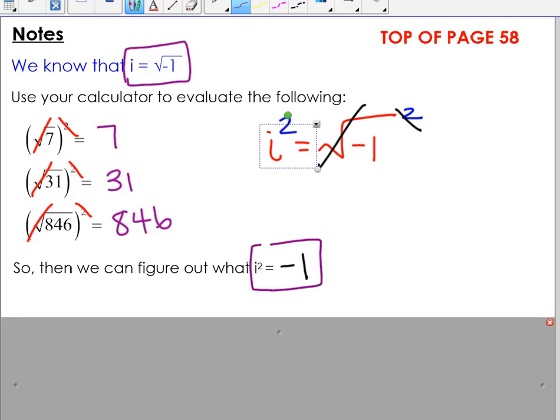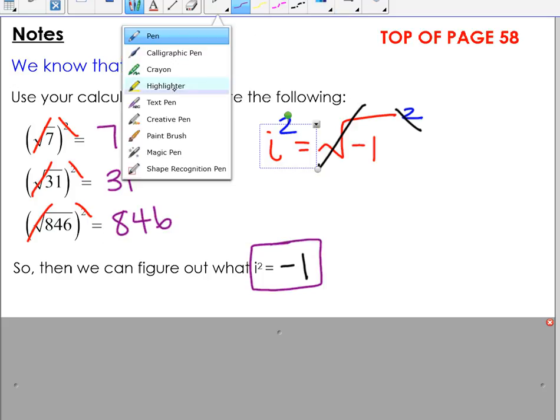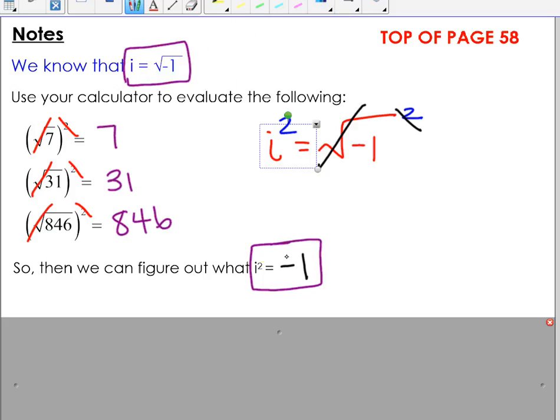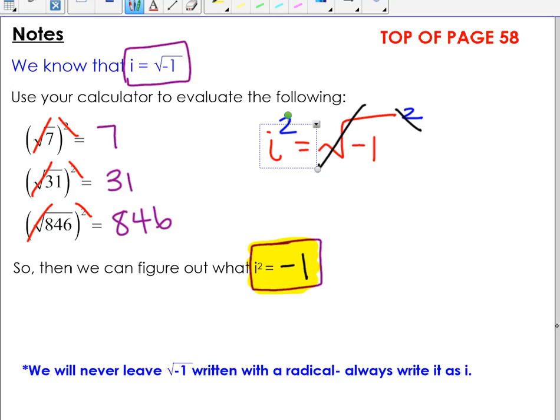Okay, this is what you want to know, memorize, remember, etc., that i squared is -1. Because i squared being -1 is what we're going to build off of for the next part of the lesson.